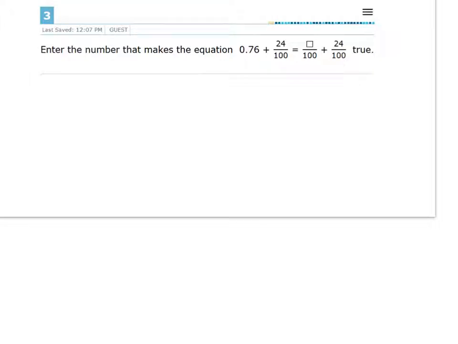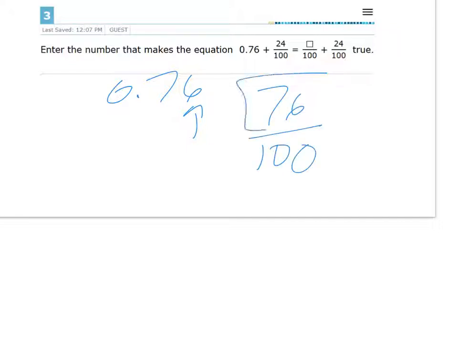Now for question number 3, it says enter the number that makes the equation 0.76 + 24/100 = blank/100 + 24/100 true. So the first thing I want to do is take the 0.76, and I realize the 6 is in the hundredths place, so 76 over 100, and then that ends up being our missing solution.